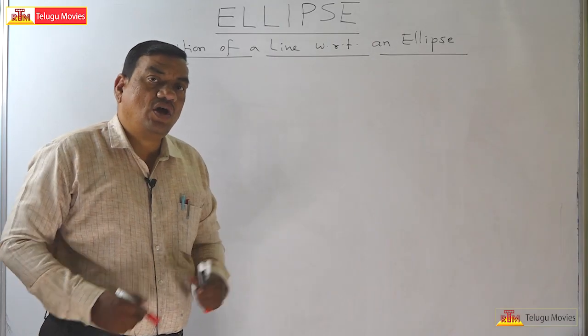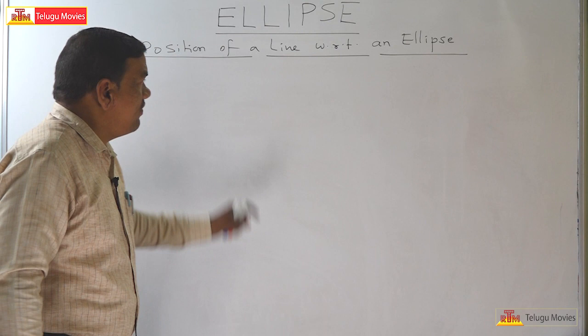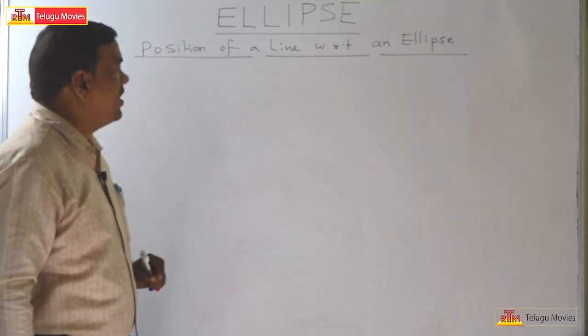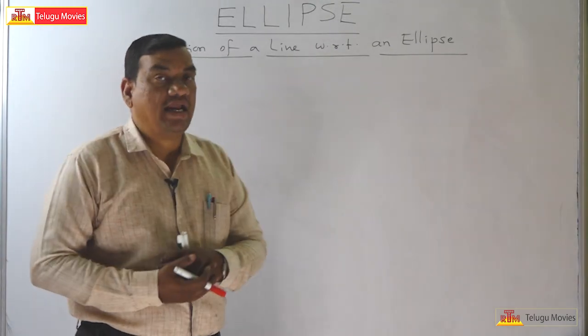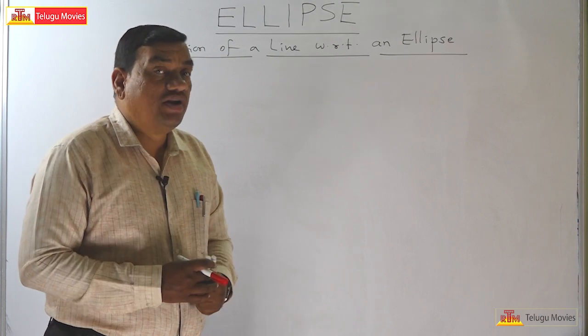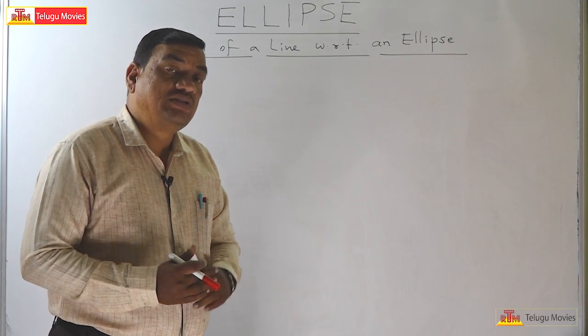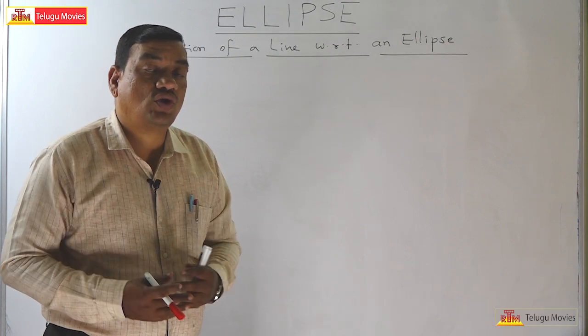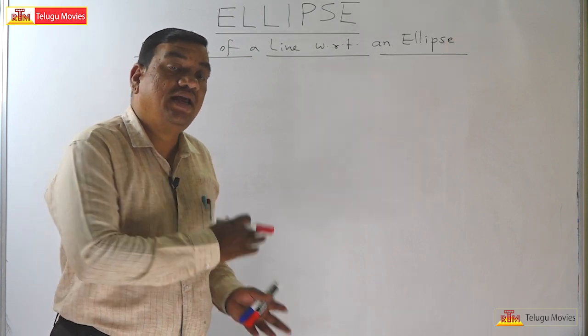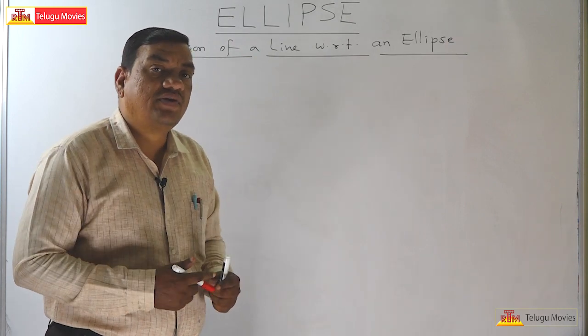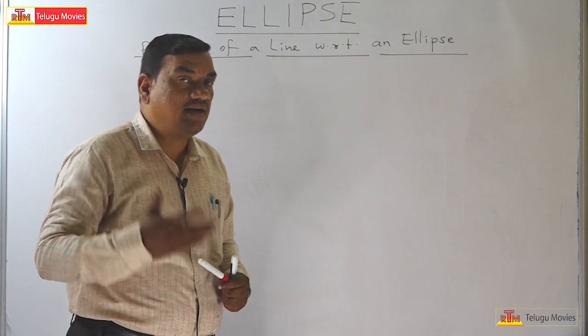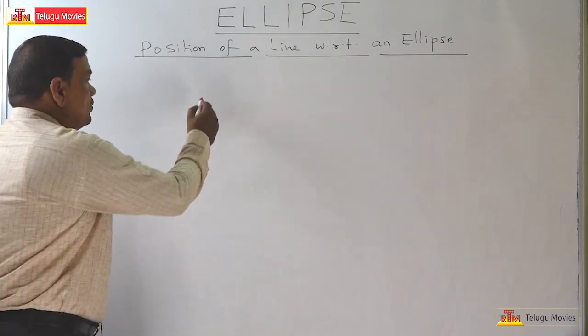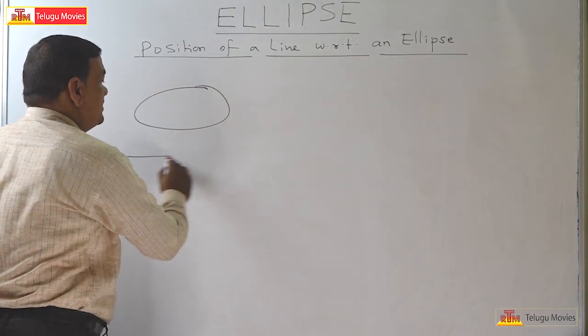So welcome to the next concept here. Our concept is the position of a line with respect to an ellipse. If you are given an ellipse and a line, and you are asked to draw a line and an ellipse in a plane, then what are the different possible cases you will get? Let us see that.